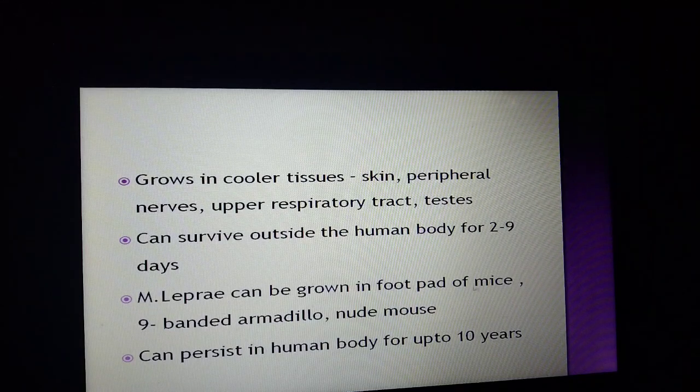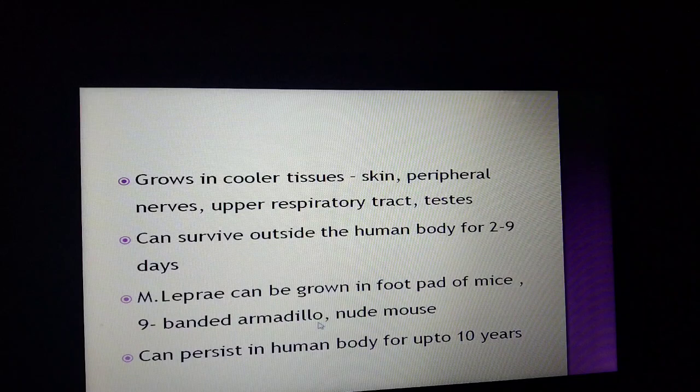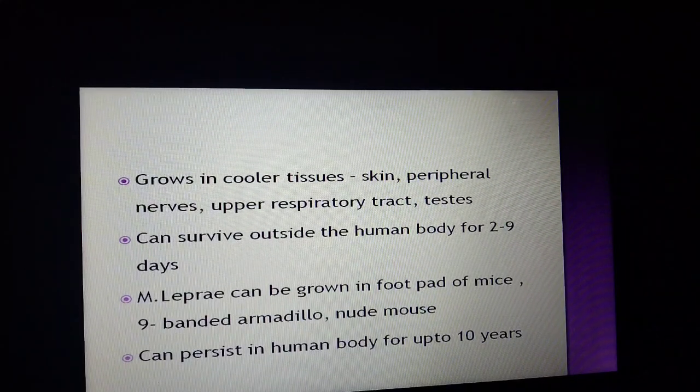Mycobacterium leprae can grow in the foot pad of mice and in the 9-banded armadillo. So what is the 9-banded armadillo? It is the only animal besides the human that can carry Mycobacterium leprae. Hence we call it the 9-banded armadillo.